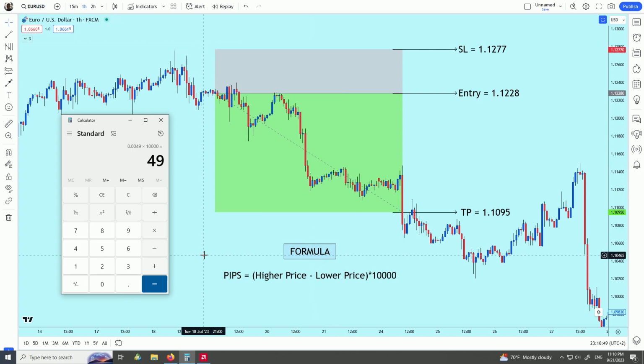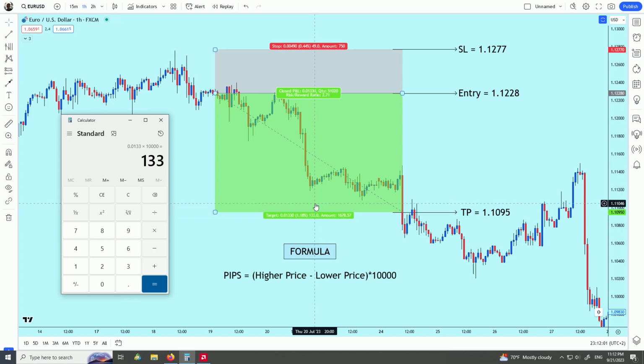And now how many pips is our take profit level? So what we need is a higher price and a lower price. In this case, the higher price is our entry level and the lower price is our take profit level. So we have 1.1228 minus 1.1095 and we get this number. Now we multiply this number by 10,000 and we get 133 pips. As you can see, we have the same number here. So our take profit level is 133 pips.